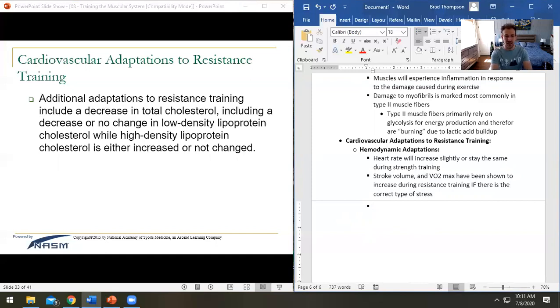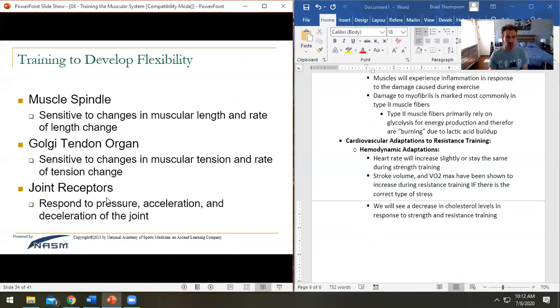So we will see a decrease in cholesterol levels in response to strength and resistance training. So that's one of the cool things there that we will also see.